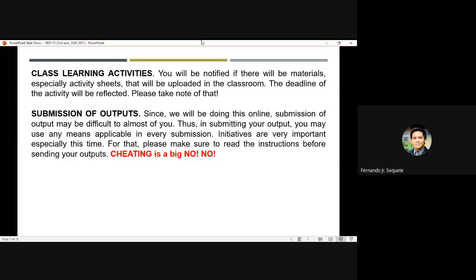It's all about will. If you really wanted to pass the subject, of course, you have to submit it by all means. And the other thing is, please make sure to read the instructions before sending your outputs. Reading the instructions is as essential as passing the subject, because you cannot pass a correct output if you do not read the instruction properly.